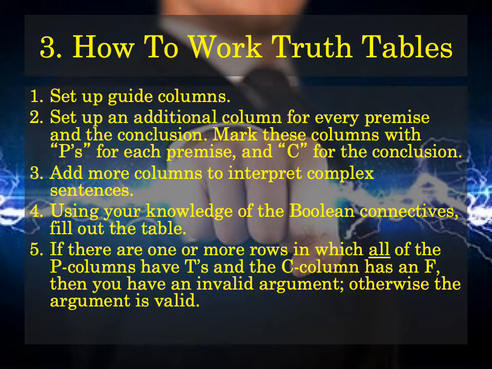Finally, you're in a position to read the truth table. And basically what you're doing is you're looking for a case where all of the premises are true and the conclusion is false. So you're going to look for a row, because where there's a row, there's a way, where all the P columns have T's underneath them, and the C column has an F underneath them. If that's the case, then you have an invalid argument. If you don't find any rows like that, then you have a valid argument.